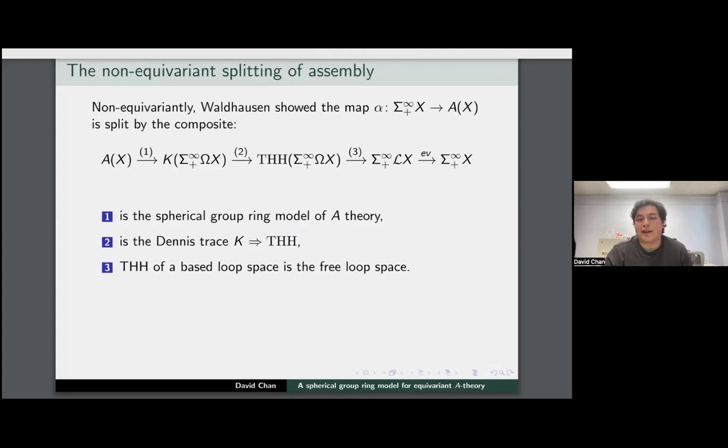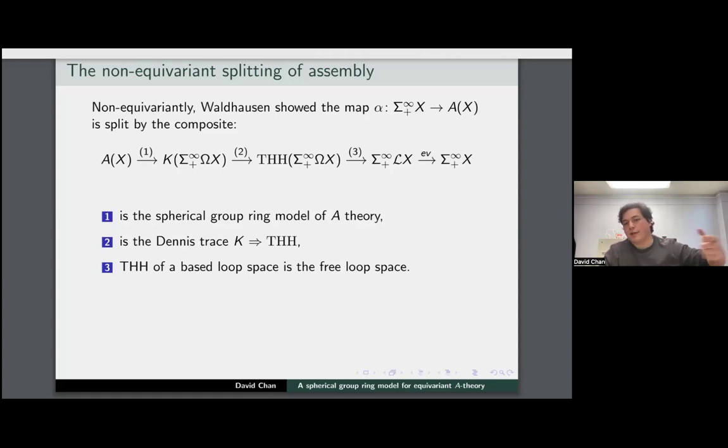You can compute that the THH of the suspension of loops X is the suspension spectrum of the free loop space. The difference between the free loop space and the base loop space is that for free loops, I let my loops live anywhere. There's no base point restriction on where my loops live. If I have a loop inside of X and I pick a base point inside of S1, then I can evaluate at the base point, and this gives a map from the free loop space of X to X.